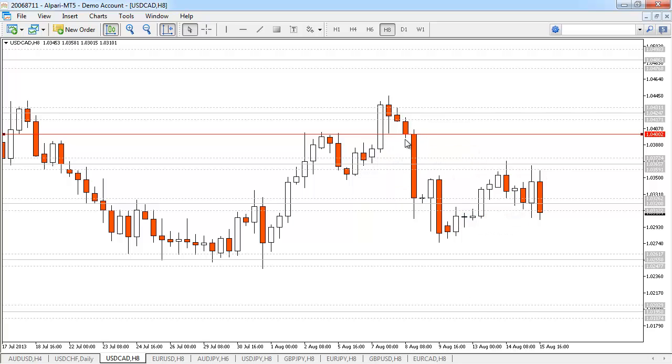So the fact that sellers were able to break this low tells us two things. They've made a new low. They've broken the low of the indecision candle. They made a new low, which is significant, and tells us they're in control. And then they've also broken a psychological level, which again tells us, hey, sellers are in control of this market.